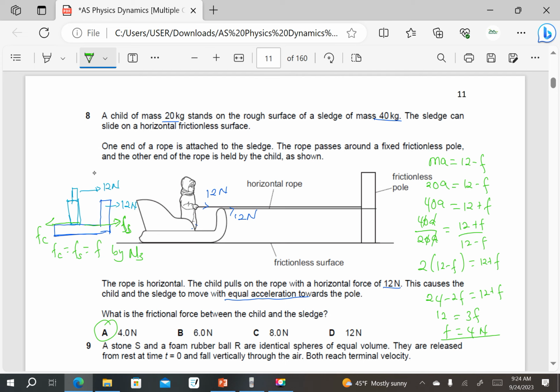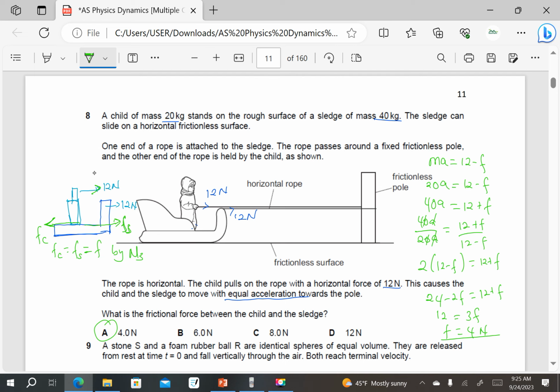As the child tries to pull, this tends to pull forward, there's friction on the child in the opposite direction. As the friction from the child tends to move forward, then the friction on the sledge is going to actually be forward. If the friction on the child is backward, then the friction on the sledge is forward. And by Newton's third law, these two forces are equal, and I just called it F, as simple as that.